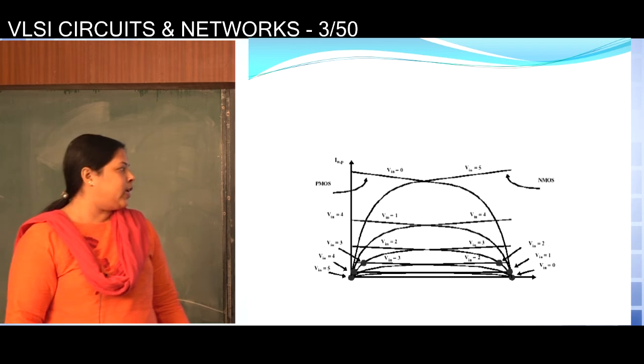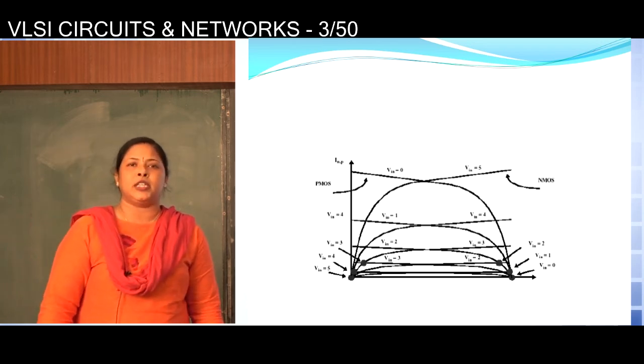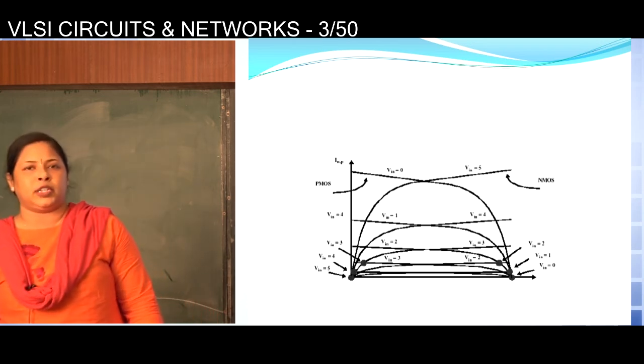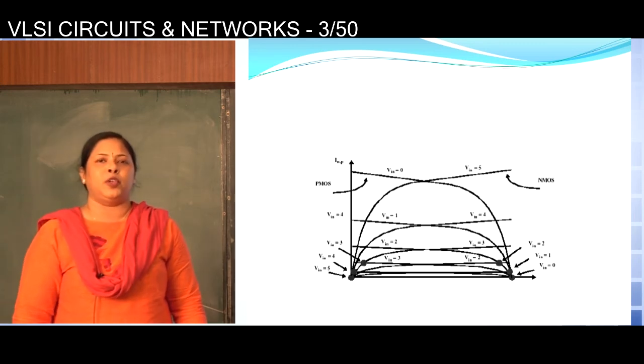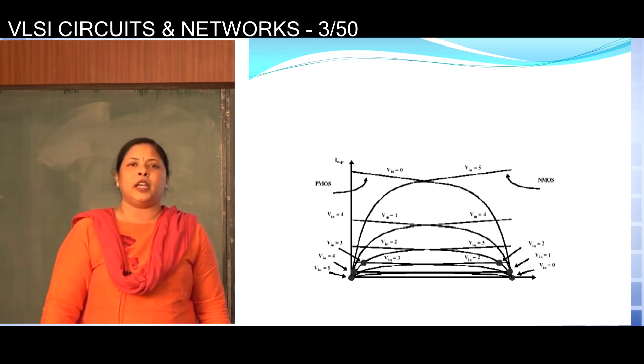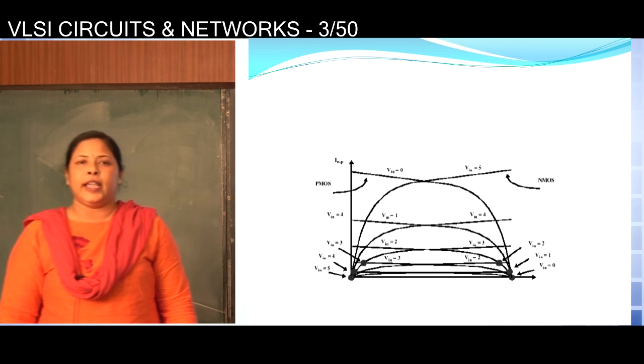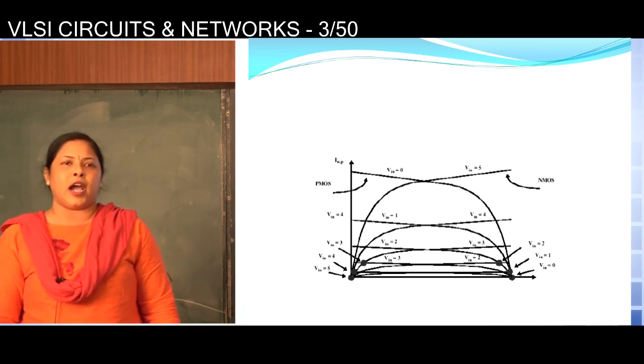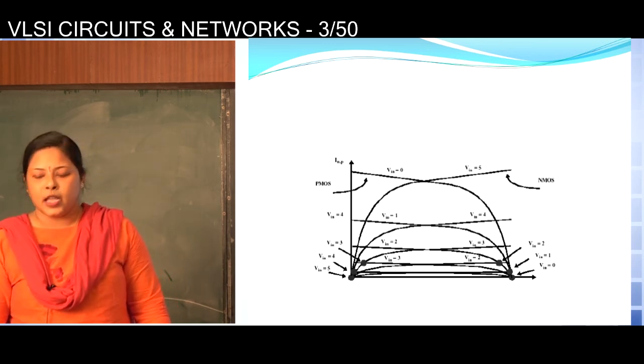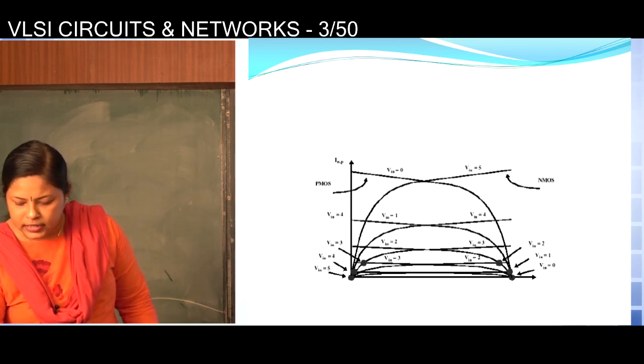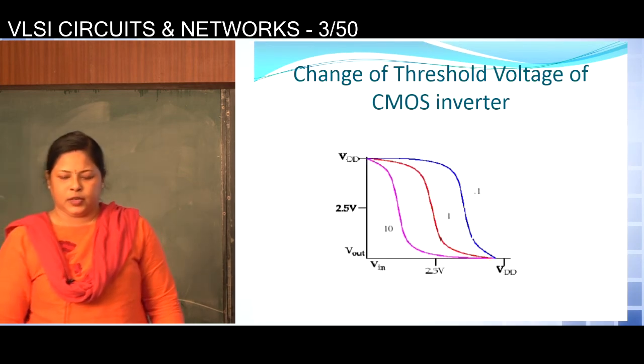Now in this way, if we vary the input voltages, for different input voltages we will get a number of Q points. Now for all the Q points, if we plot input voltages and output voltages, we will get the voltage transfer characteristics of CMOS inverter.